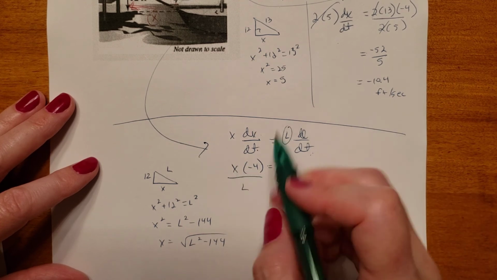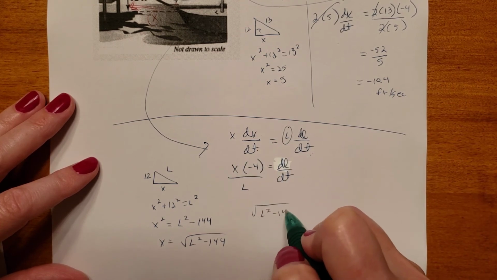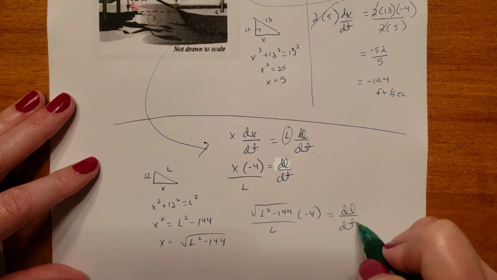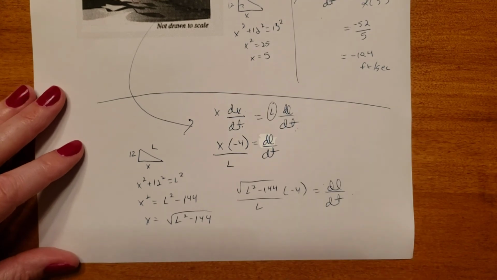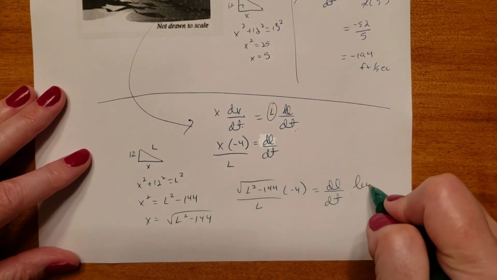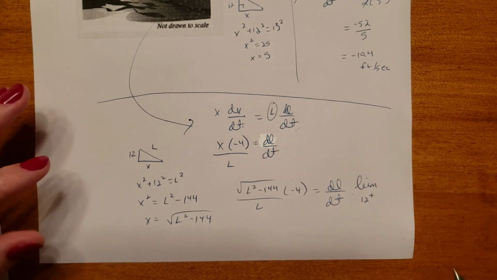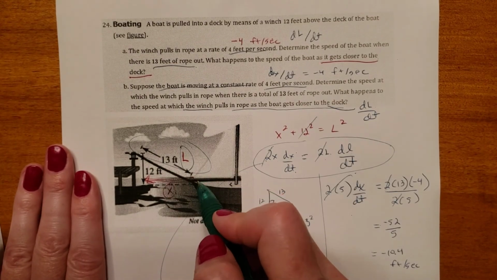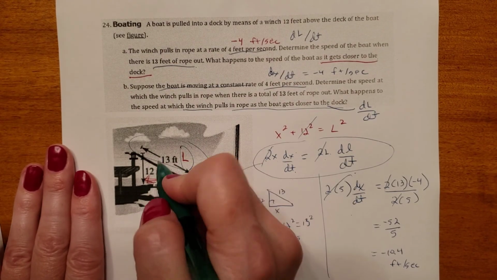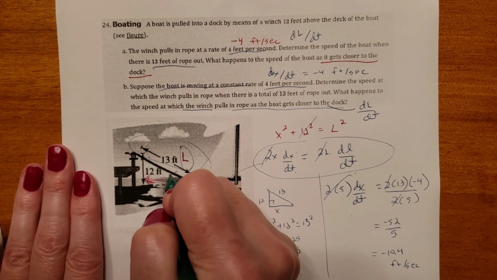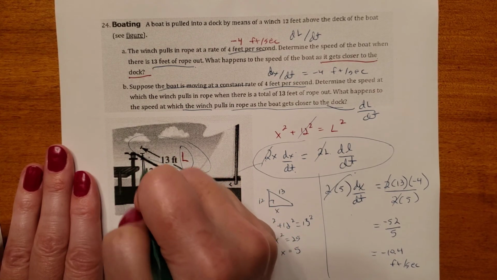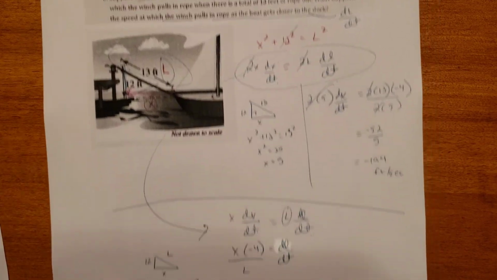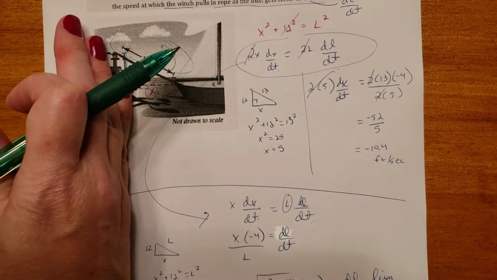So the square root of L squared minus 144, over L, times negative 4, would equal dl over dt. And again, we want to know as the boat gets closer and closer to the dock. So we take the limit as L gets closer and closer to the number 12 from the right, because this rope up here, L, as it gets pulled into the dock, gets shorter and shorter and shorter, approaching that number 12. The rope's going to come closer to being the exact same length as that one. As it pulls into the dock, it's coming inward.